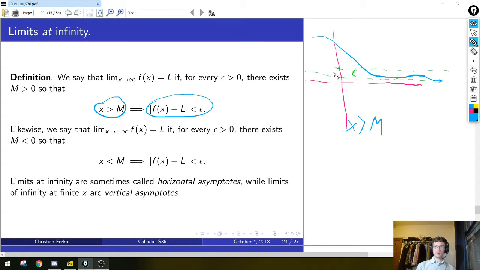Good, so this defines a limit at infinity. Pretty obvious generalization. If you want a limit at minus infinity, you just pick a negative number m, so that whenever x is less than the big negative number, again, you're within distance epsilon of L. That's fine. So this expresses, as I said before, a horizontal asymptote.